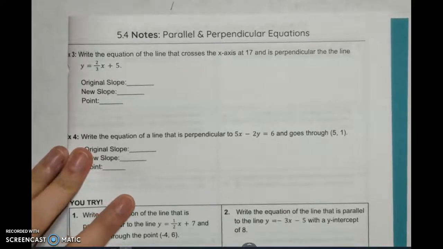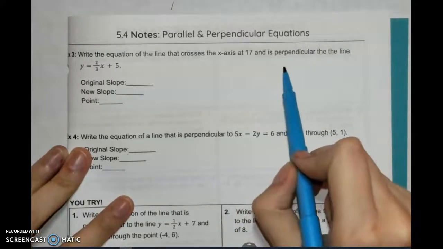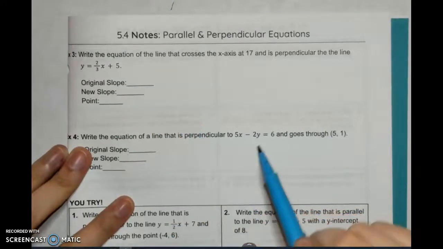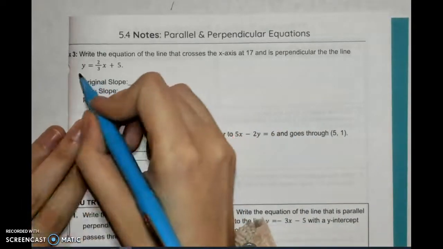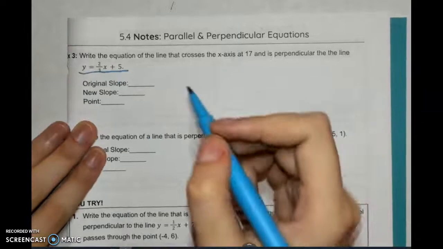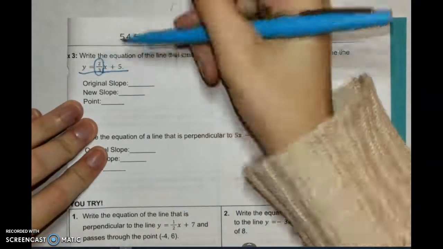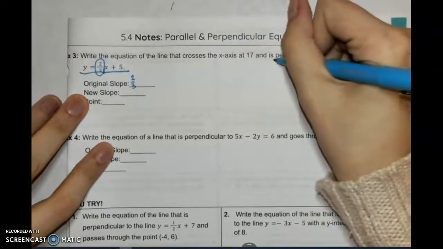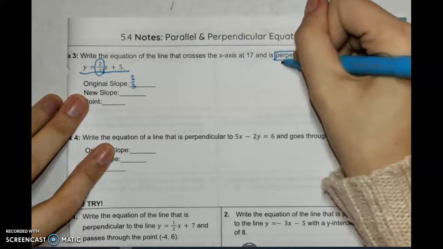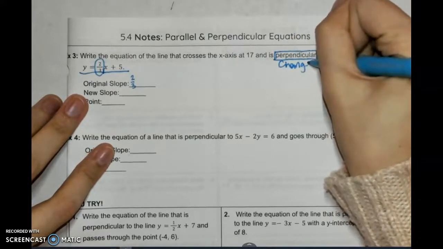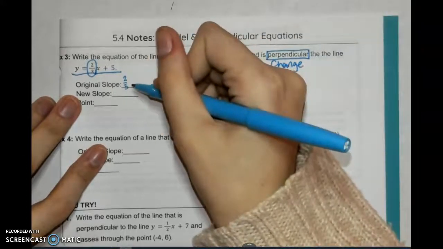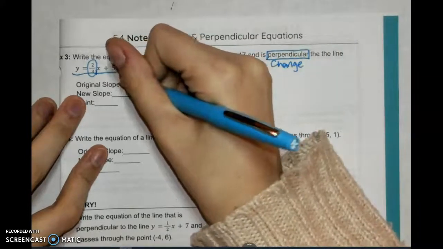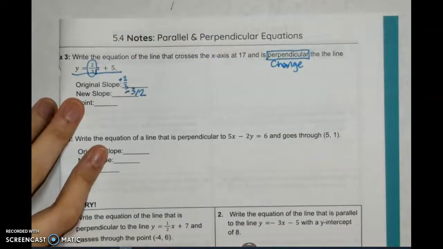Write the equation of the line that crosses the x-axis at 17 and is perpendicular to the line y equals 2/3 x plus 5. So we have our original line. We know what our original slope is because it's right here, 2/3. Our new line is going to be perpendicular, so we are going to change the slope. This was 2/3, so we're going to flip it to be 3/2, and this was positive, so we're going to switch this to negative 3/2.